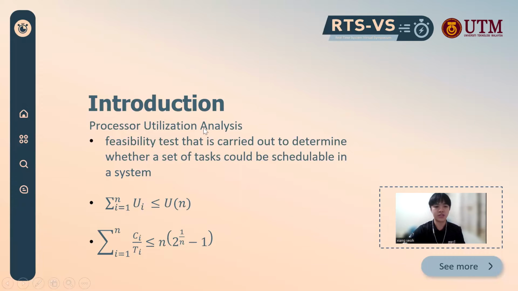Now I'm going to present the title that I received, which is the Processor Utilization Analysis of Non-Schedulable System. The Processor Utilization Analysis is a feasibility test that is carried out to determine whether a set of tasks could be schedulable in the system by using the following formula. The summation of all the Ui must be smaller or equal to Un in order for the system to be schedulable.